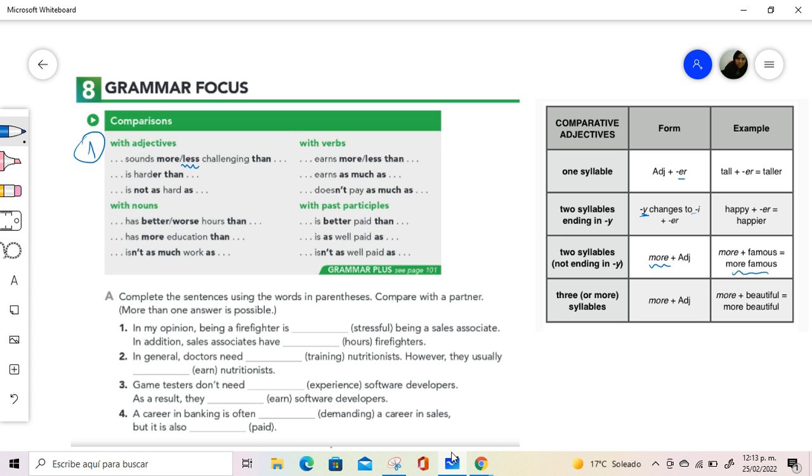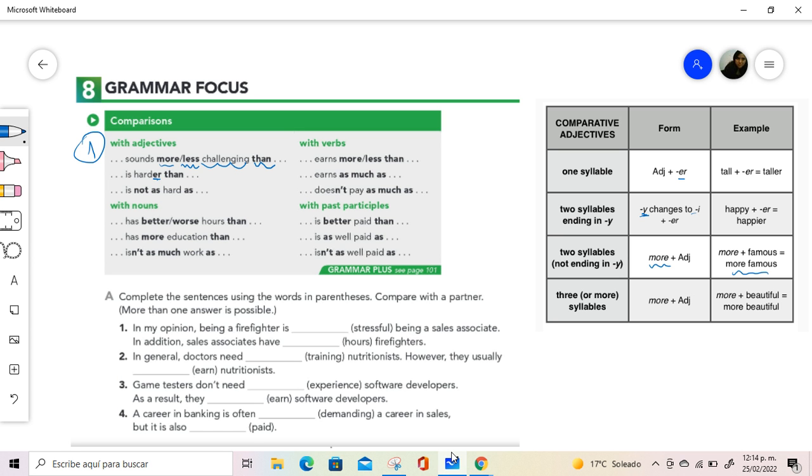Adjectives with three or more syllables are considered long adjectives. That's why we are using more or less as well. In the example, we have sounds more or less challenging. Challenging is a three syllable adjective, and that's why we are using more or less than. A short adjective: hard, harder, applying the rule that we have here for one syllable.